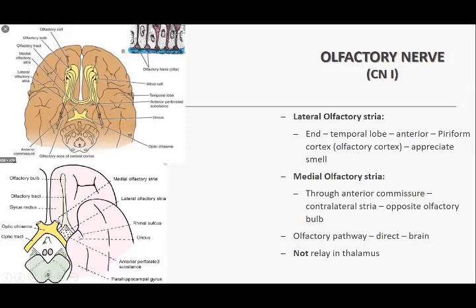You have studied the sensory system. You know that all sensory nerve fibers go and relay in the thalamus. Thalamus is the largest sensory relay station. The only sense that does not go into the thalamus is the sense of smell. Because these lateral olfactory stria do not pass through the thalamus at all, they go straight to the olfactory cortex and relay there.